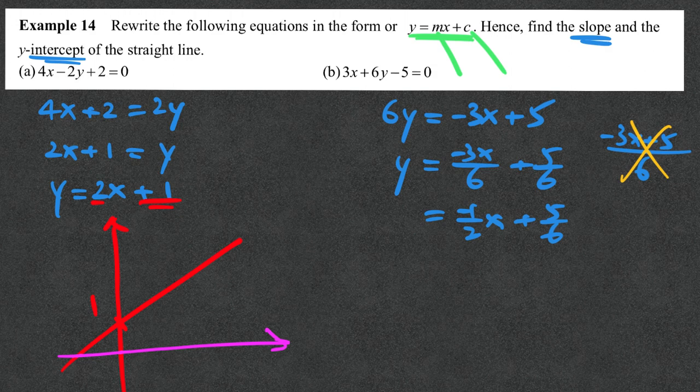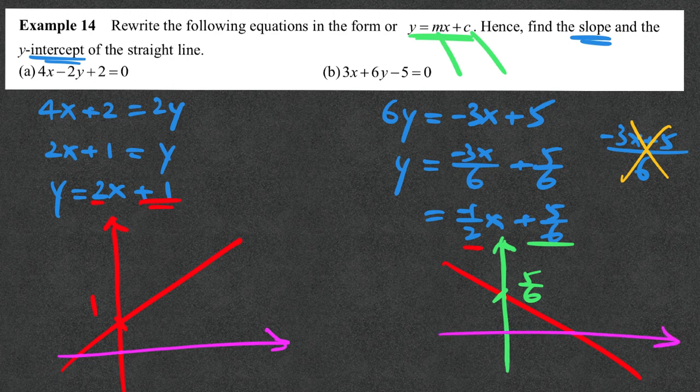Only when you present them in two separate terms, you can read the slope minus 1 over 2. That means the line is going down, as well as y-intercept is 5 over 6, which means the line will cut the y-axis at 5 over 6. Lastly, you will see that the x-axis should be below 5 over 6. In other words, you can draw the x-axis accordingly. This is the power of having y is mx plus c in your answer, because you can read the slope, y-intercept respectively, as well as sketch the line.